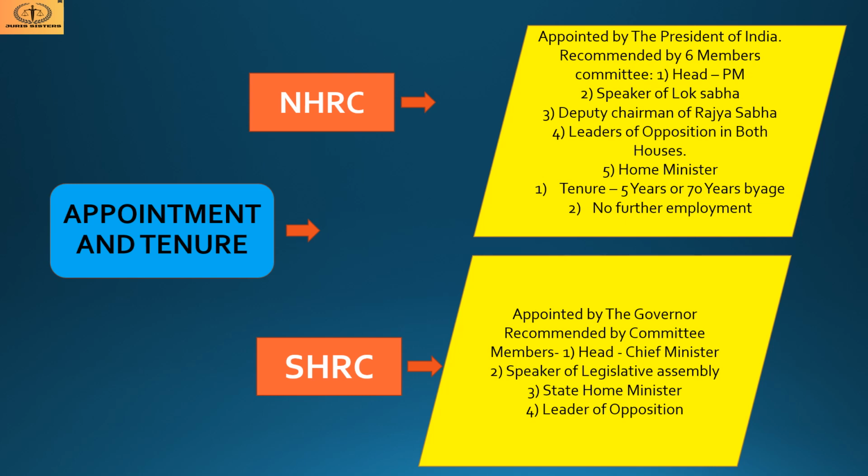Next, we are going to see about the State Human Rights Commission, where the appointment of the members and the chairman is done by the Governor, recommended by the committee members. The head of the committee is the Chief Minister of the state, the second member is the Speaker of the Legislative Assembly, the third member is the State Home Minister, and the fourth member of the committee is the Leader of Opposition.